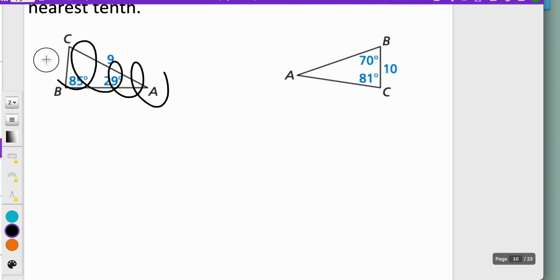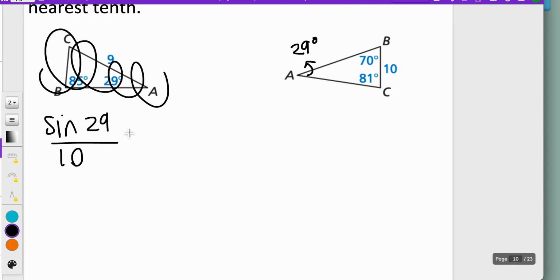Okay. The one on the right here, we've got no matching things, but I can quickly find out what angle A is to use sine of A over A. So 70 plus 81, and then subtract that from 180. I'm going to get angle A is 29 degrees. So the sine of 29 over 10 is equal to, let's do sine of B over B. Sine of B is 70.